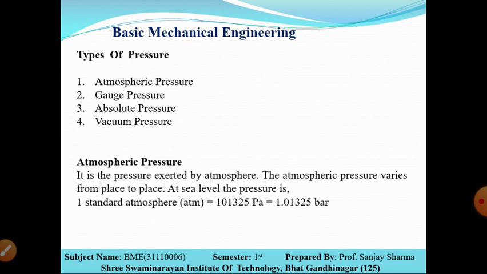One standard atmosphere is equal to 1.01325 bar, which is equal to 101,325 Pascal. This is the value of atmospheric pressure. A barometer is used to measure the atmospheric pressure. You have seen the U-type barometer filled with either water or mercury in order to measure the pressure of the atmosphere.